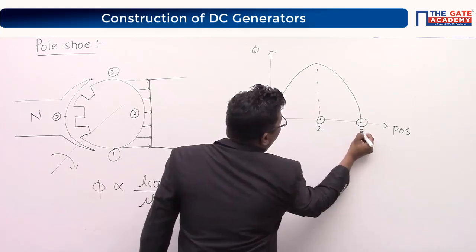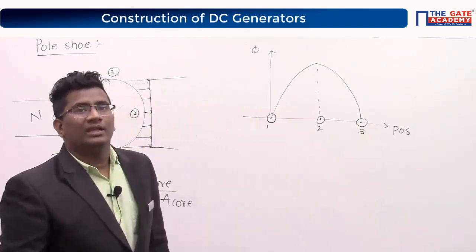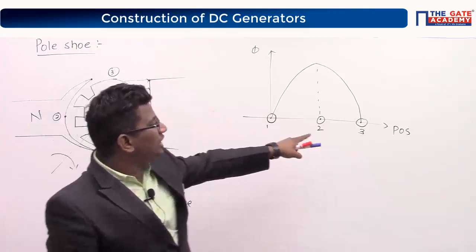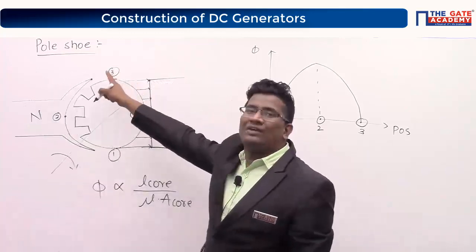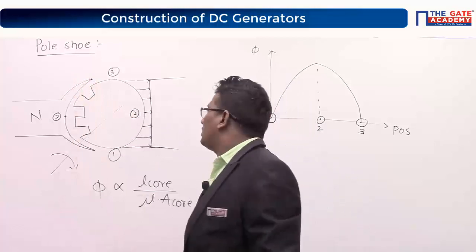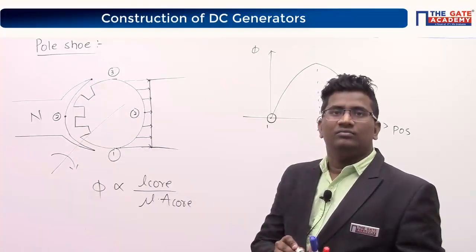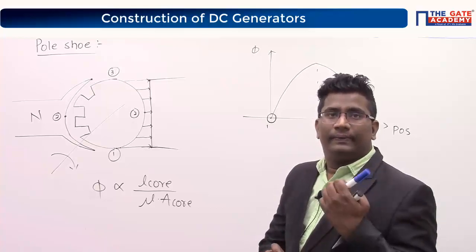Air gap increases means flux decreases. Can I say once it reaches position 3, is there any pole effect or no pole effect? At position 3, is there any pole effect or no pole effect? No pole effect.